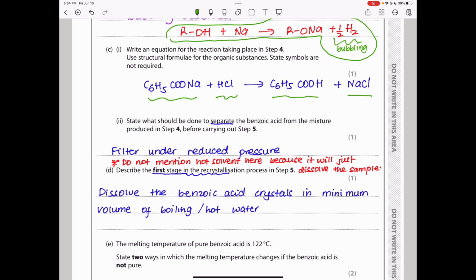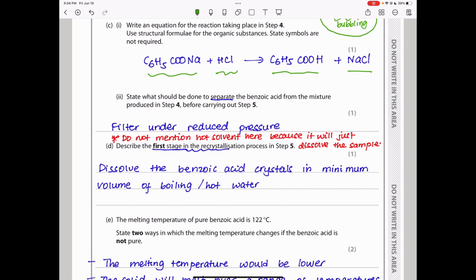Roman 2 says, state what should be done to separate the benzoic acid from the mixture produced in step 4 by carrying out step 5. Carrying out step 5, here we have to filter under reduced pressure. You don't have to mention filtering hot because they were not interested in this part. Filtering hot removes insoluble impurities, so this is not it. We just have to filter under reduced pressure.